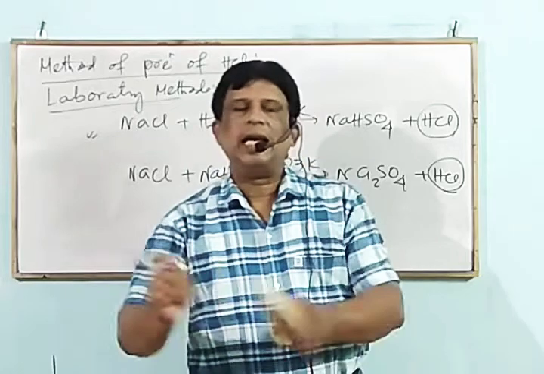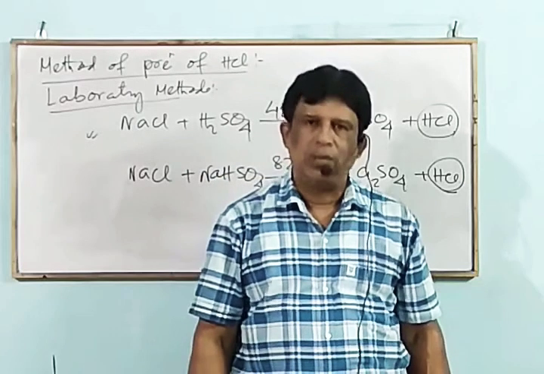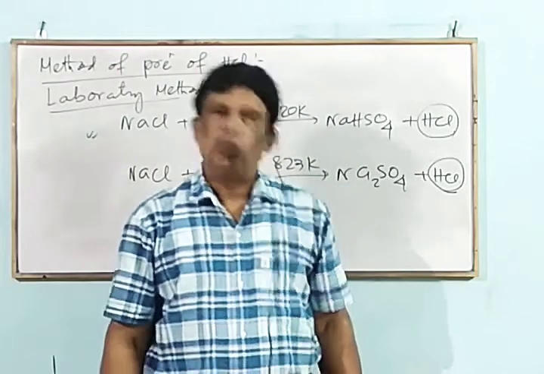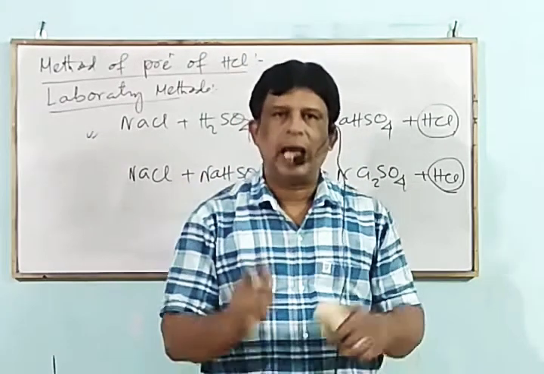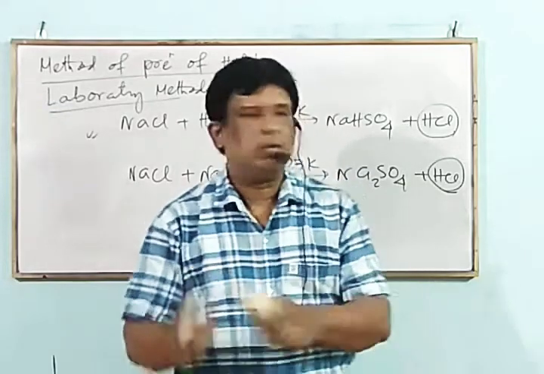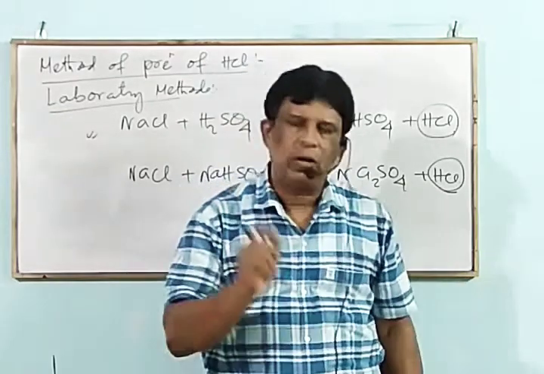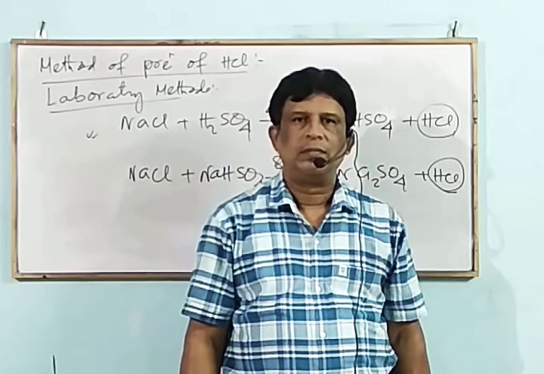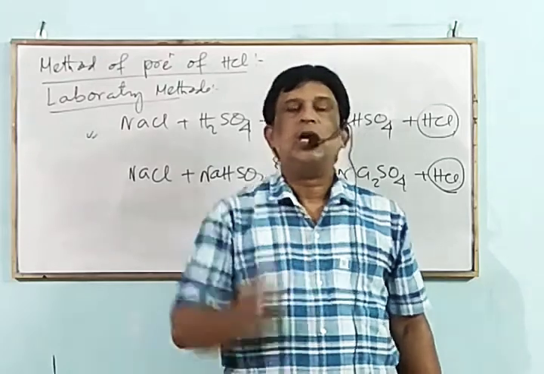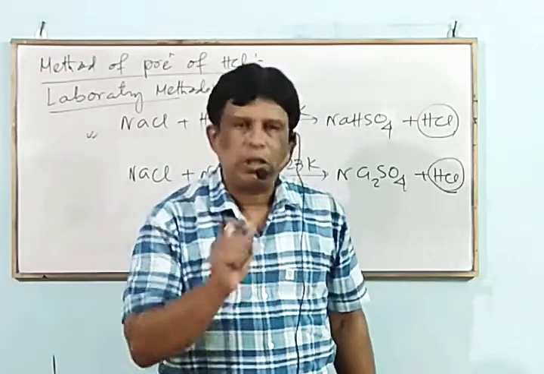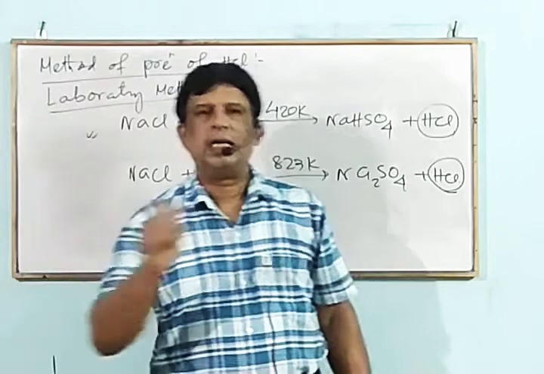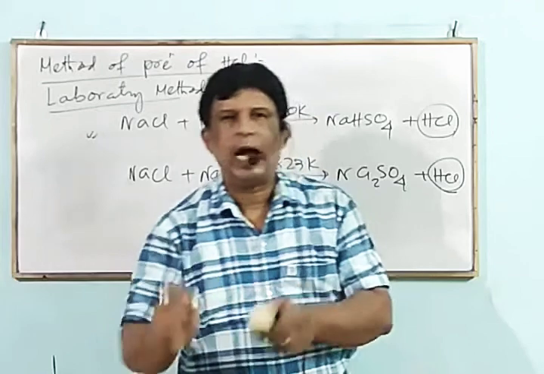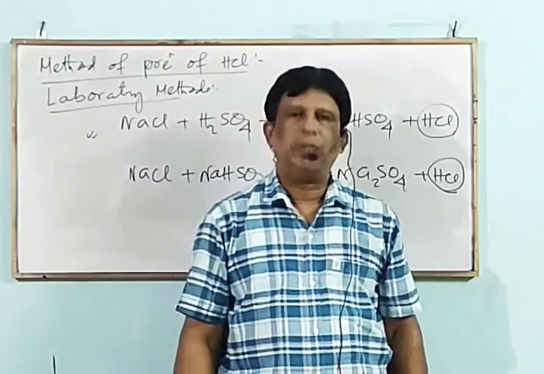Though other drying agents are there, that is quicklime, calcium oxide, phosphorus pentoxide, P2O5, though they are commonly used as a drying agent, these are not used for drying HCl gas because it reacts with them. The question is that though quicklime and phosphorus pentoxide are well-known drying agents, yet they are not used for drying HCl gas. Answer: because it reacts with them. It is a laboratory method.